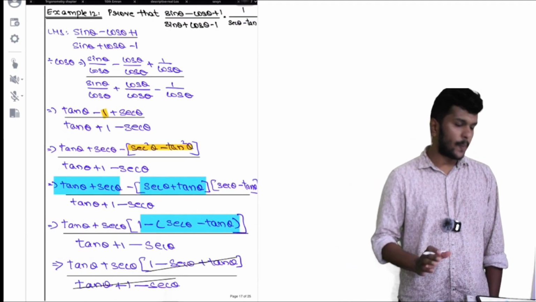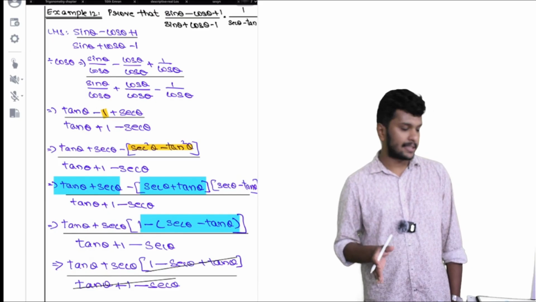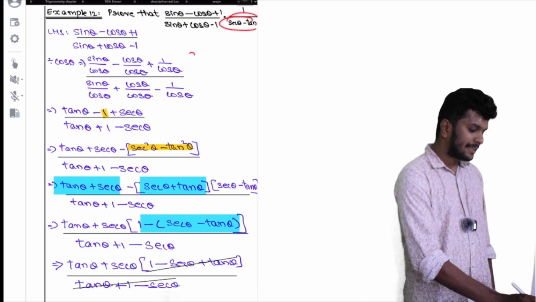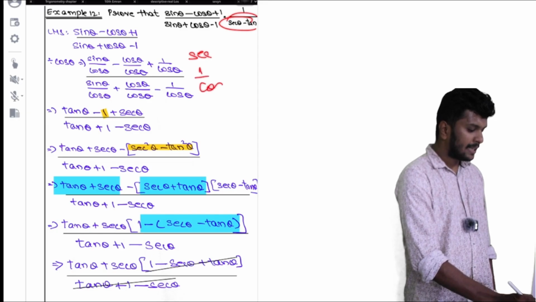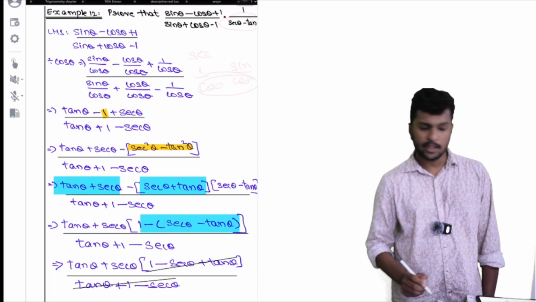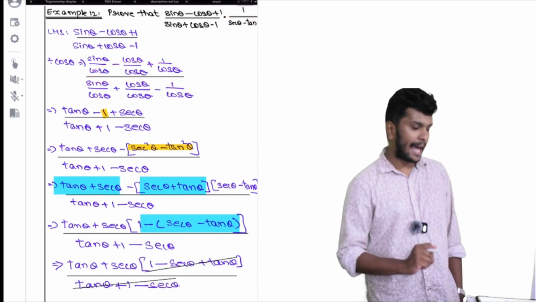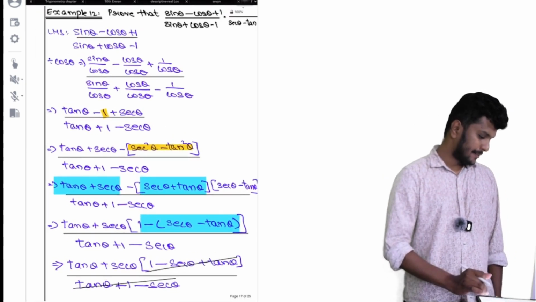It's a very important question from a board exam. So one thing you have to keep in mind is, look, sec is 1 by cos, tan is sine by cos. So wherever you identify a cos in the denominator, you divide throughout, numerator and denominator, by cos. That's the hack.